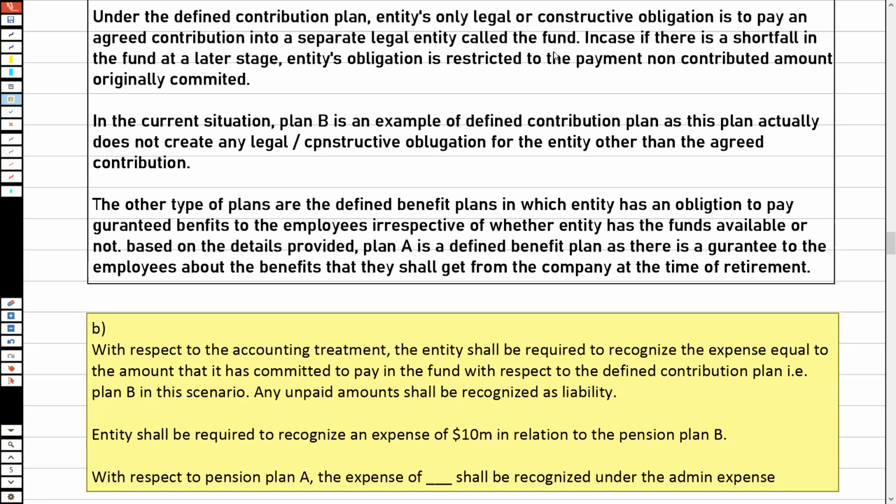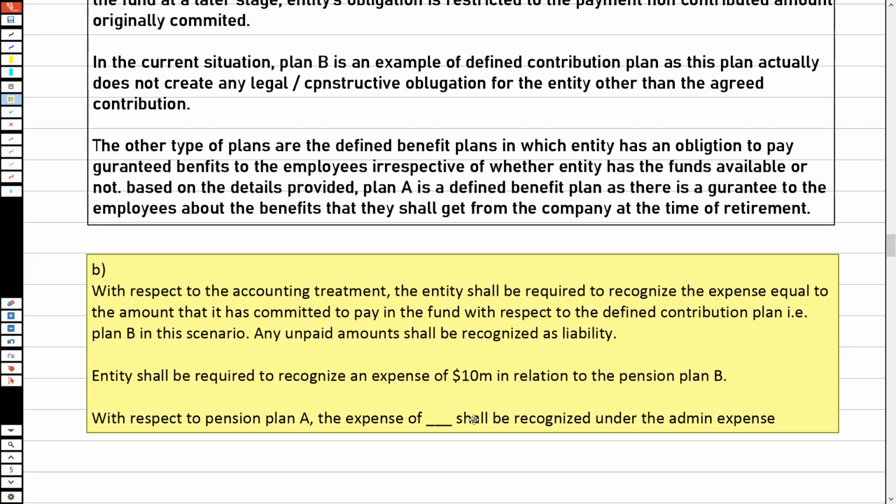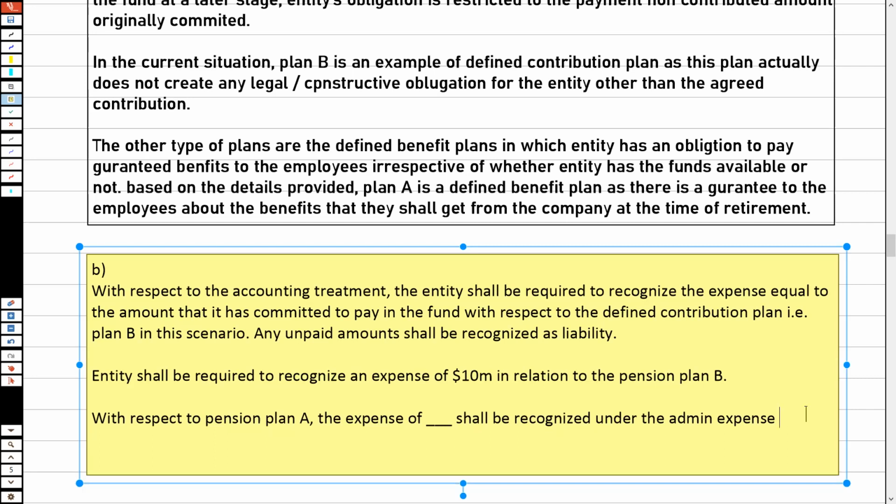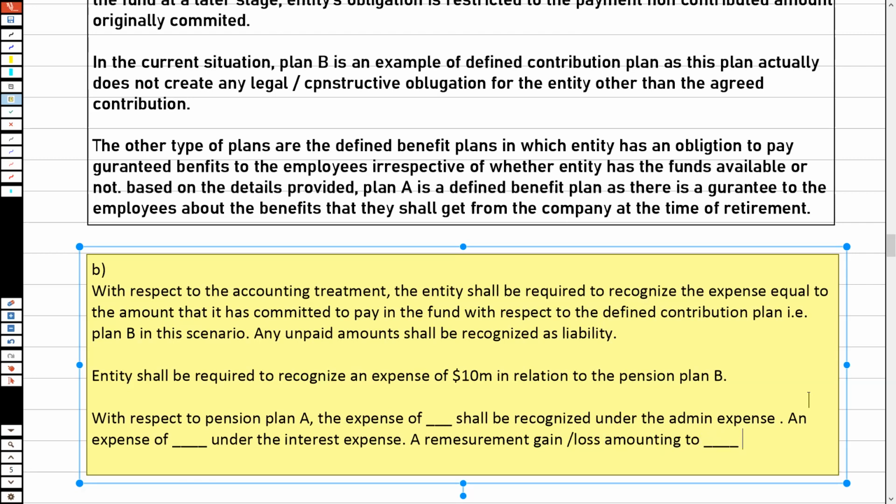Okay, so now let's move a bit forward. With respect to pension plan A, an expense of this much amount shall be recognized under the admin expense. An expense of this much shall be recognized under the interest expense, and a remeasurement gain or loss amounting to this much is to be recognized in other comprehensive income.